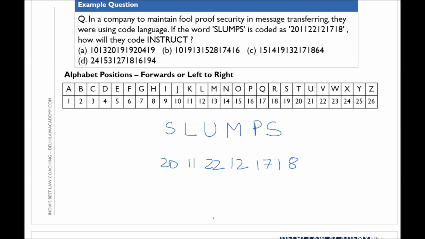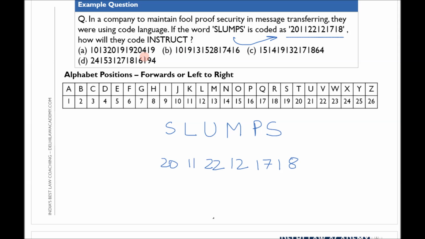Okay folks, so now after seeing that question, let's look at another type of question, and this one says: in a company, to maintain foolproof security in message transferring, they were using code language. If the word slumps is coded as this string of digits right here, how will they code the word instruct? The hint here is to look at the fact that slumps is coded as a series of numbers.